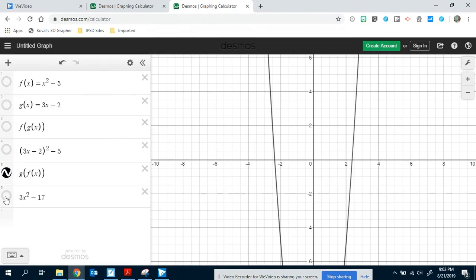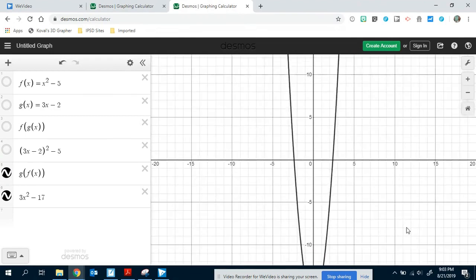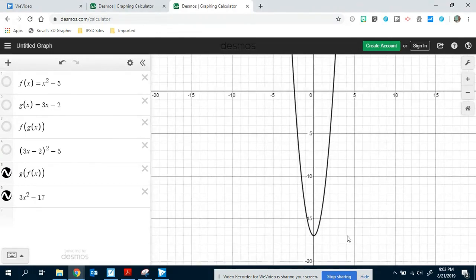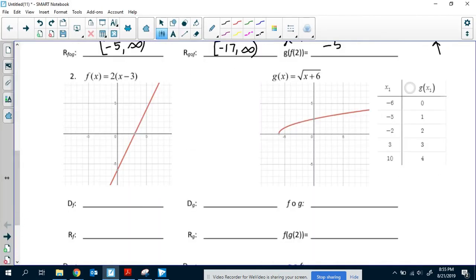If I look at g of f, it appears to be 3x squared minus 17. Notice that my lowest range value is 17. My domain goes -infinity to infinity. There's nothing that I can't substitute in. Let's take a look at problem 2.